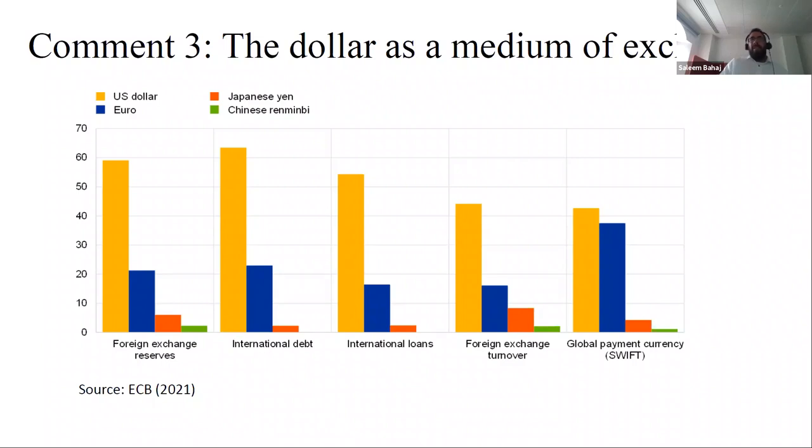You have this medium of exchange view, and I just want to make the point that that's actually something where the dollar is not so dominant. So it's much more dominant as a store of value, as foreign exchange reserves, as a currency for international debt. When it comes to things like payments, the euro and the dollar are much, much closer. I just wanted to throw that in there. I know it's outside your model, sort of the payment system, but you have a medium of exchange interpretation. So I think it's worthwhile just making that point.